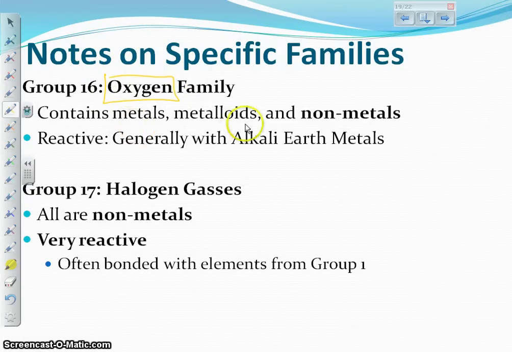These happen to contain metals, nonmetals, and metalloids. I think it's your last metalloid, actually. And these generally react with the alkaline earth metals, as we talked about, because they happen to have 6 valence electrons. And then your halogen gases are very reactive with that first group, the alkali metals, because they have 7 valence electrons and want to get to that 8. And all of your halogen gases are non-metals.